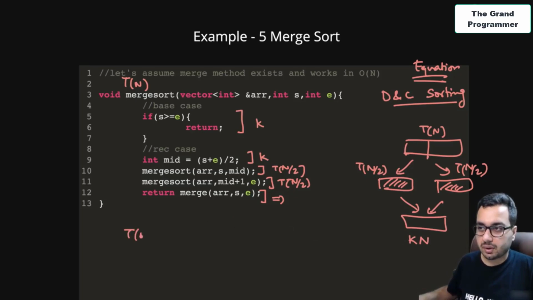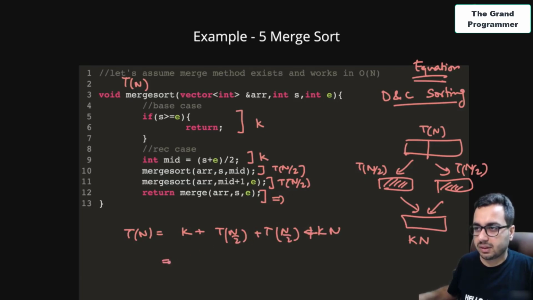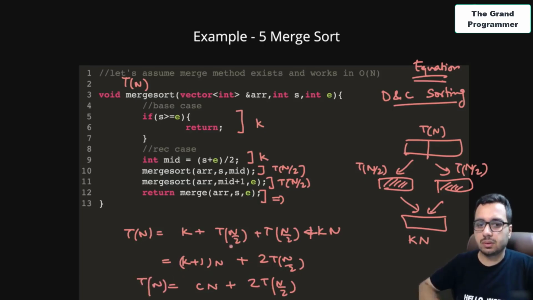So we can write T of n as k plus T of n by 2 plus T of n by 2 plus kn. If I simplify this, it becomes k plus 1 into n plus 2T of n by 2, and we can still write it as some constant c into n plus 2T of n by 2. I can put k plus 1 as c, it's a constant.